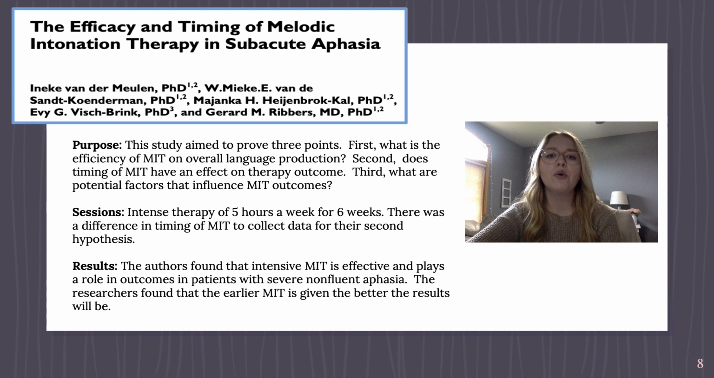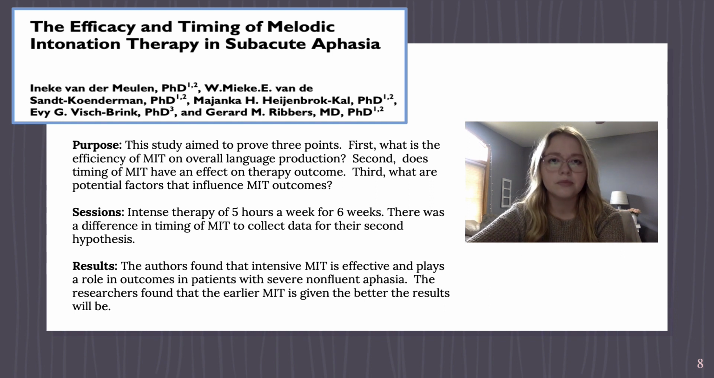Homework was given to both the control and the MIT groups to ensure therapy intensity. Following the first MIT group's therapy, final baselines were taken using a variety of assessments. The results showed that the authors found intensive MIT is effective and plays a role in outcomes in patients with severe non-fluent aphasia. The researchers also found that the earlier the MIT is given, the better the results will be in the end.